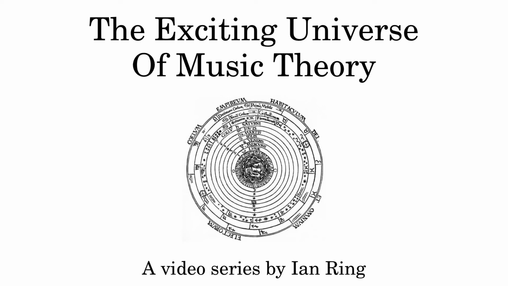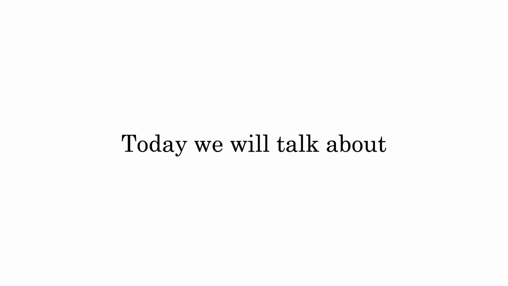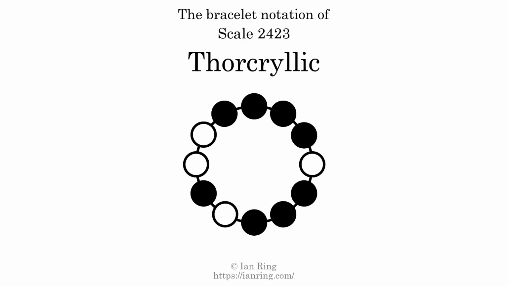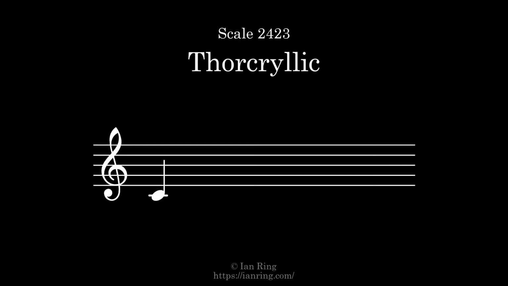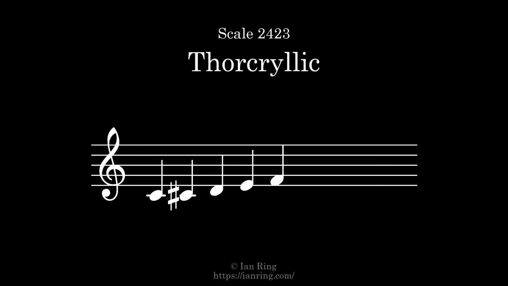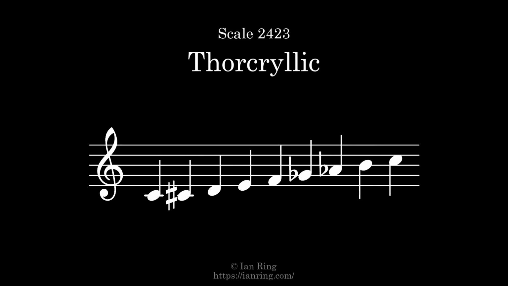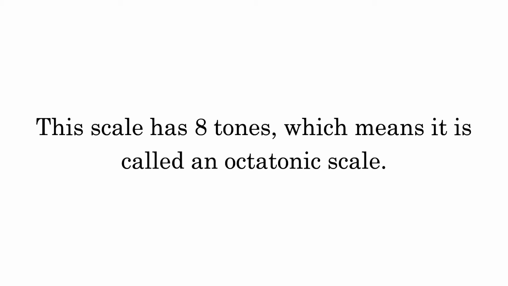Welcome to the exciting universe of music theory. Are you ready to learn? Then let's begin. Today we will talk about scale 2423, Thorcryllic, which sounds like this. This scale has 8 tones, which means it is called an octatonic scale.